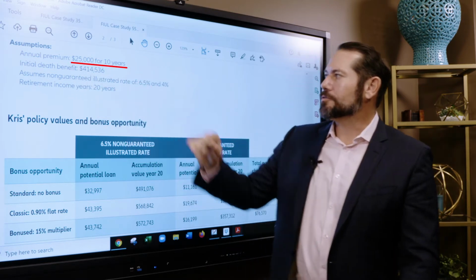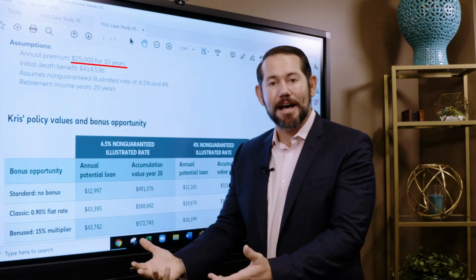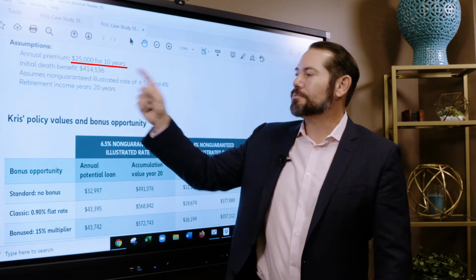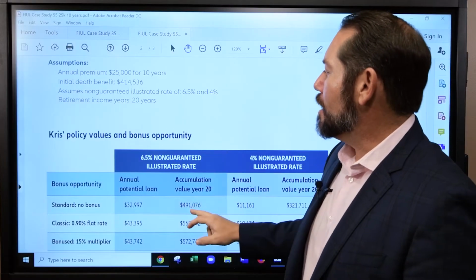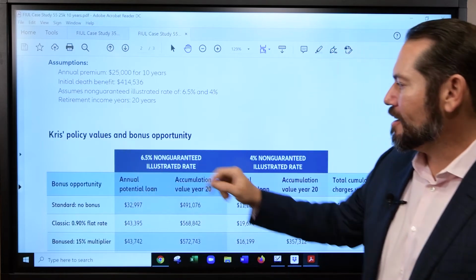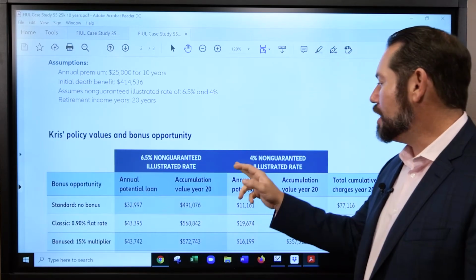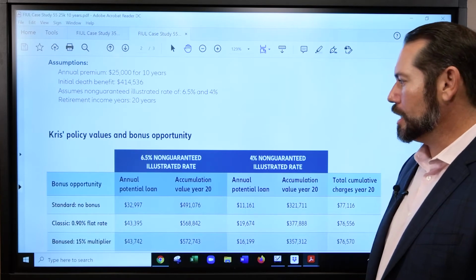But $25,000 for 10 years. So we're going to put $250,000 into this. The immediate day one death benefit is $414,000. We have a chart here that shows a 6.5% non-guaranteed rate and a 4% non-guaranteed rate.